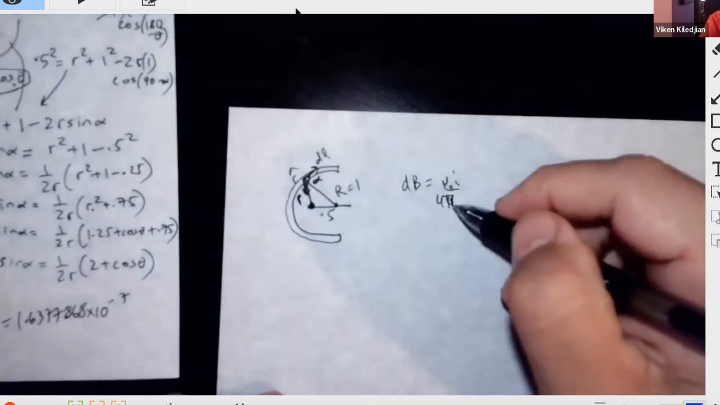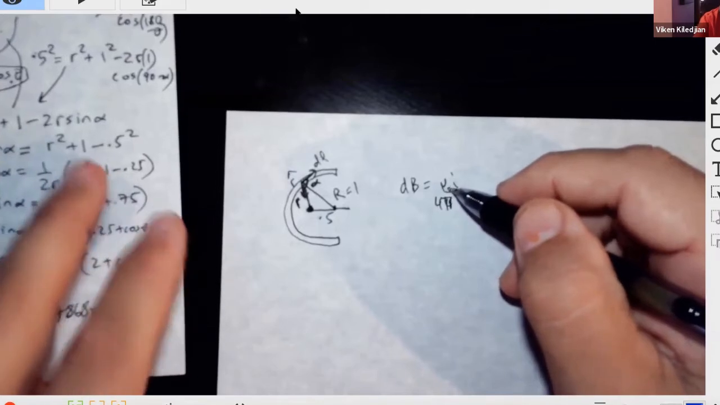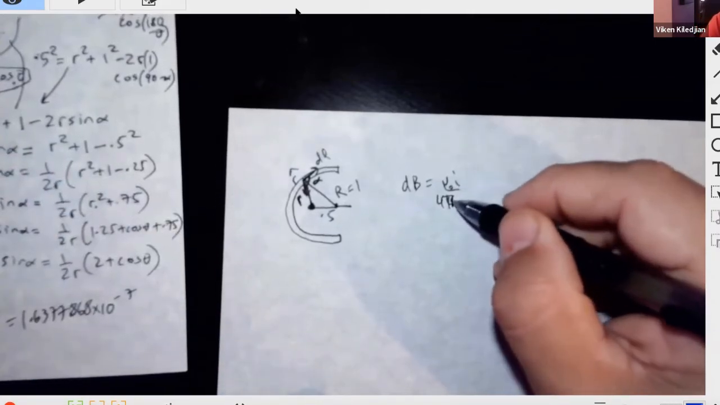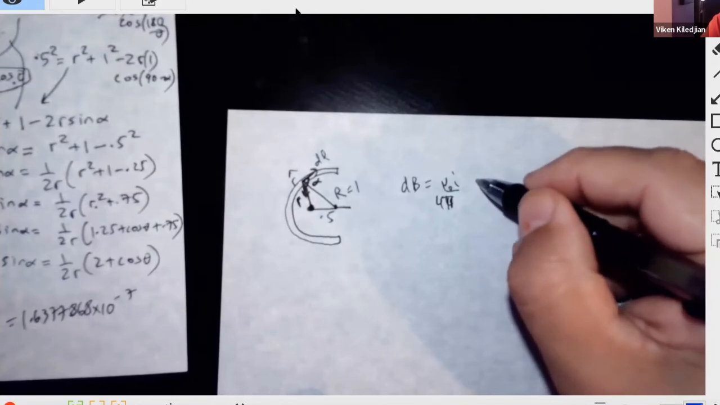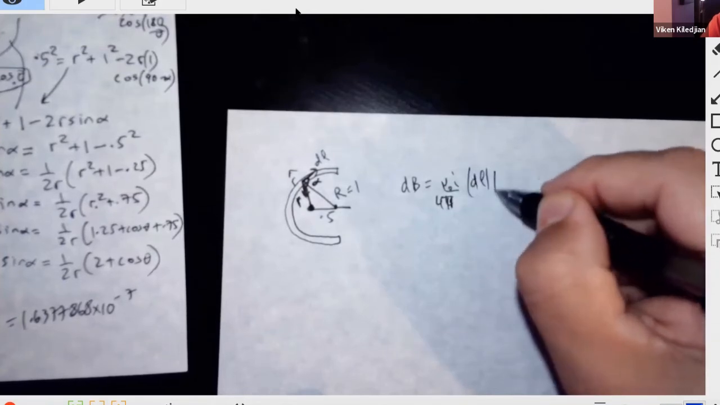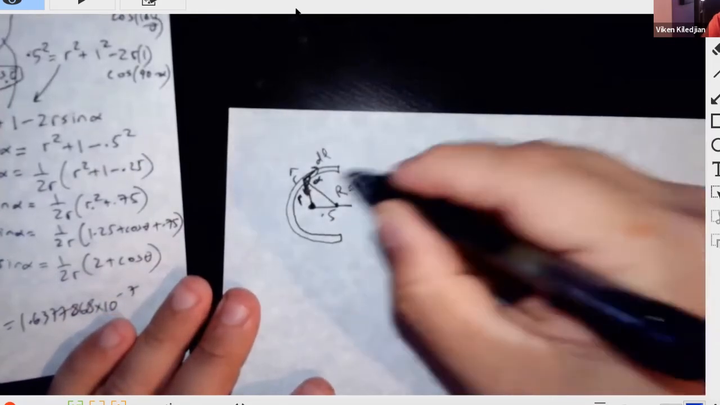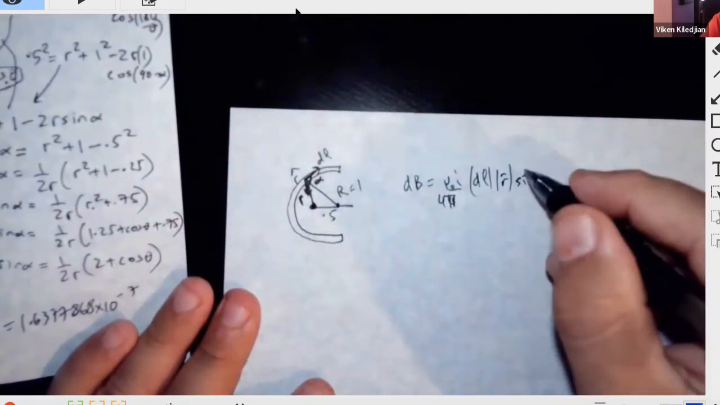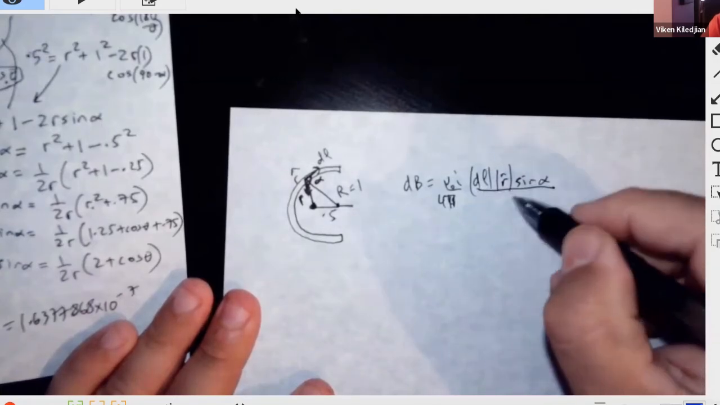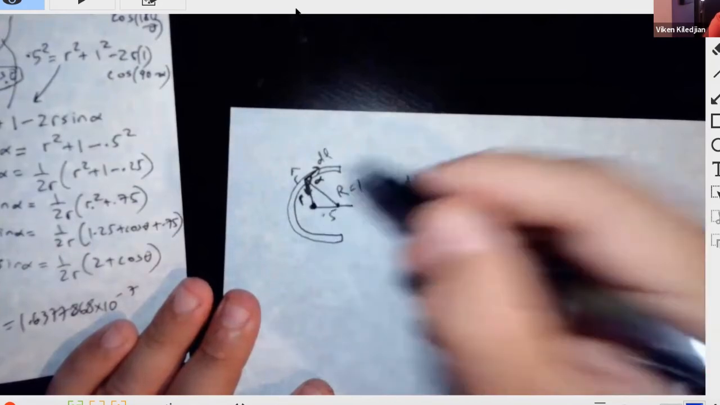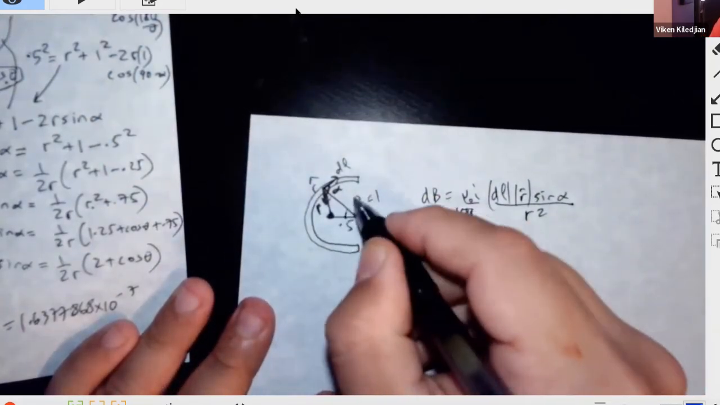So I'm just going to start it fresh. Let's see what changes, and then we can compare it to that one. So μ0 I over 4π, dl, magnitude of r hat, sine of alpha, which is this one. Then you have here over r squared, and then r squared is this one. So then I'm going to do, this is theta.